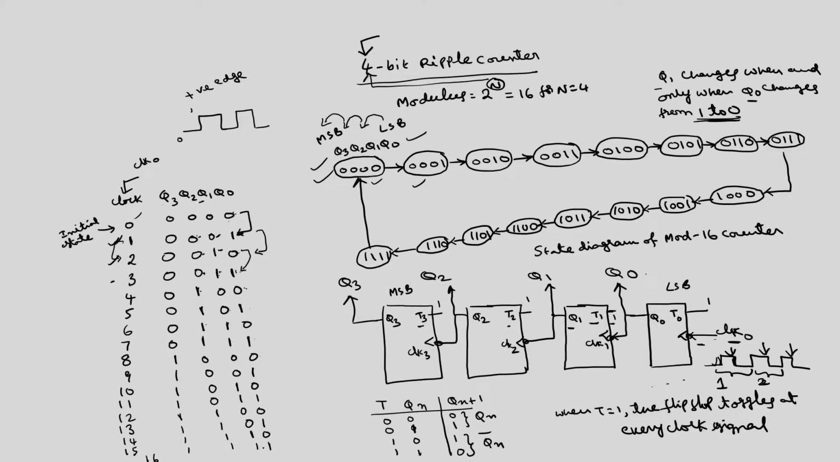At the 16th clock signal, this is 1 to 0. So 1 to 0 means change, 1 to 0 means change, 1 to 0 means change. This is your initial state.